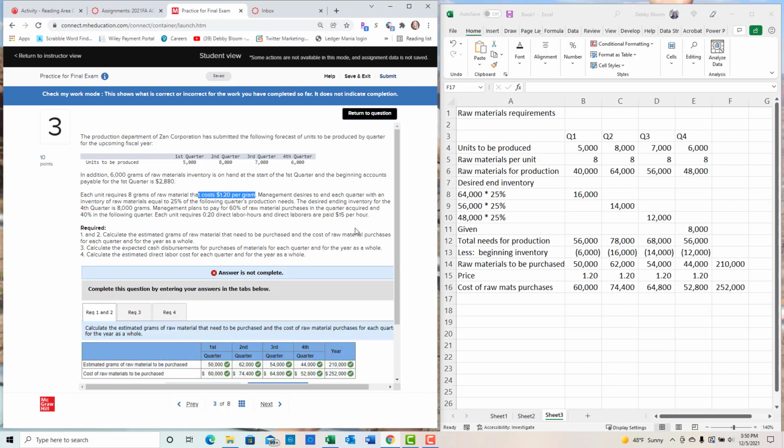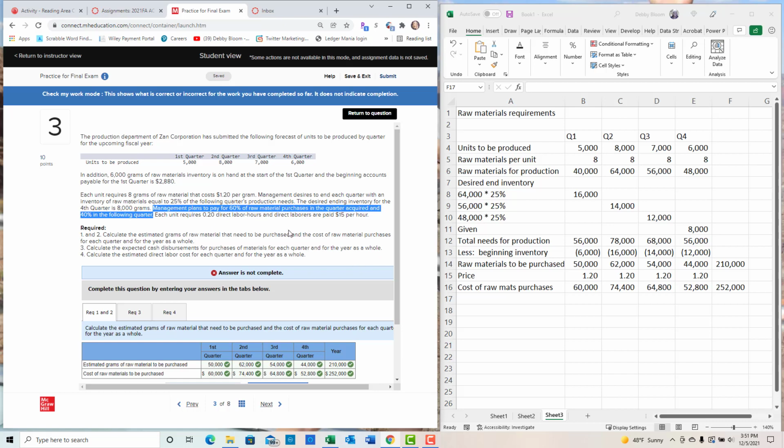All right, now let's move on to requirement 3. In requirement 3, we're supposed to calculate the expected cash disbursements for purchases of materials each quarter and for the year as a whole. So for that, we need the information on the purchases. We're told here that management plans to pay for 60% of raw materials purchases in the quarter acquired and 40% in the following quarter. We're going to use that.